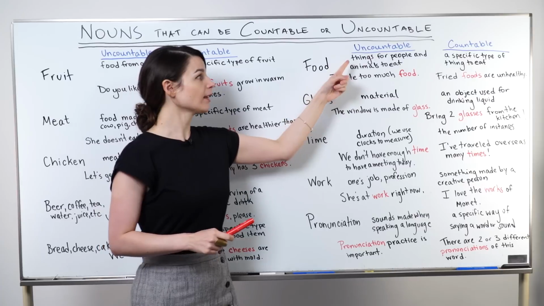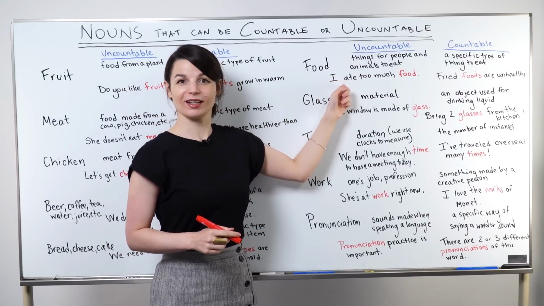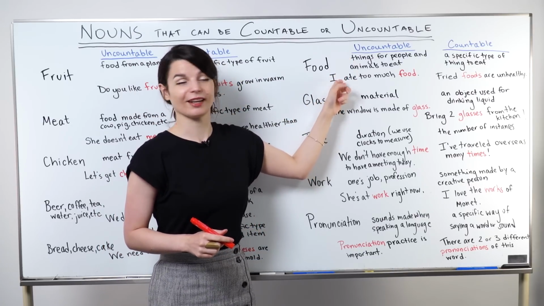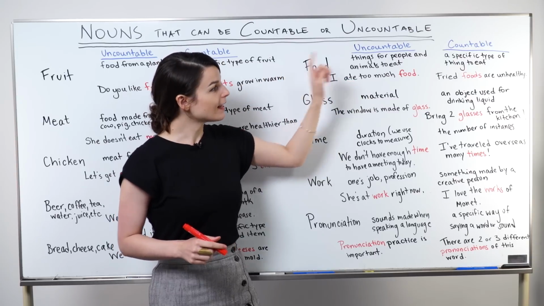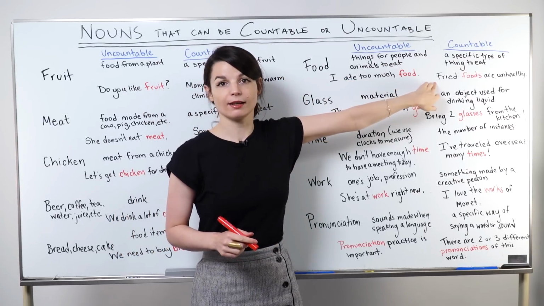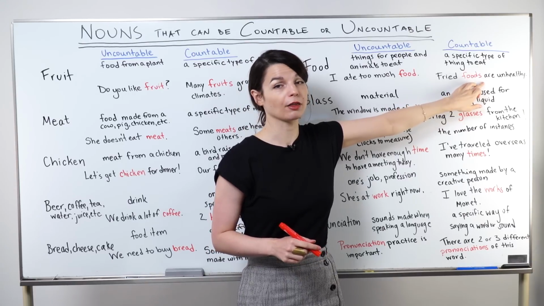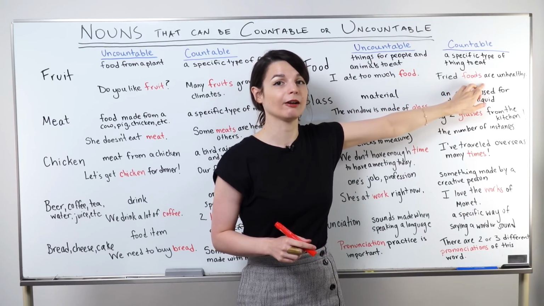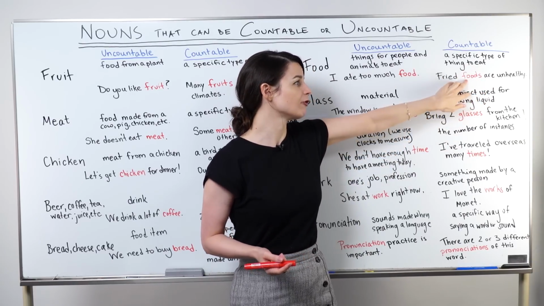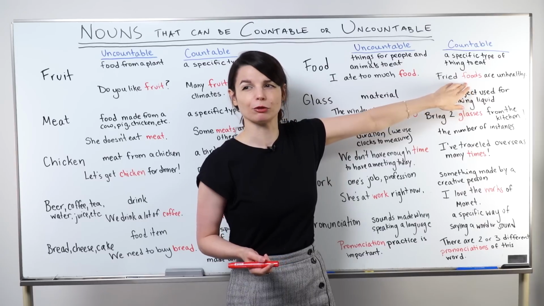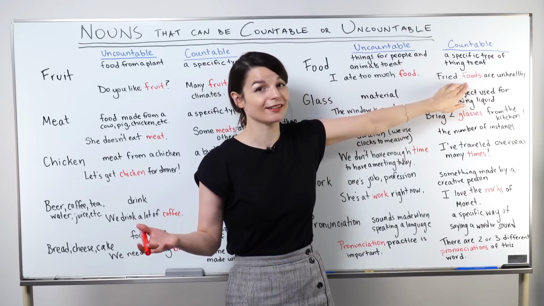So as an uncountable noun, we might say something like, "I ate too much food." But as a countable noun, you might say something like, "Fried foods are unhealthy." So why did we say fried foods are unhealthy? Why not "fried food is unhealthy"? Actually, both sentences are correct.